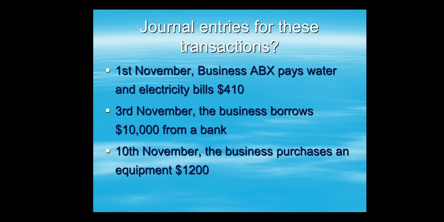So you write the date 10th of November, and then cash goes out, so cash decrease. Credit account cash $1,200. And then equipment increased $1,200. Debit account equipment $1,200. So that is the way to do the journal entries for this.